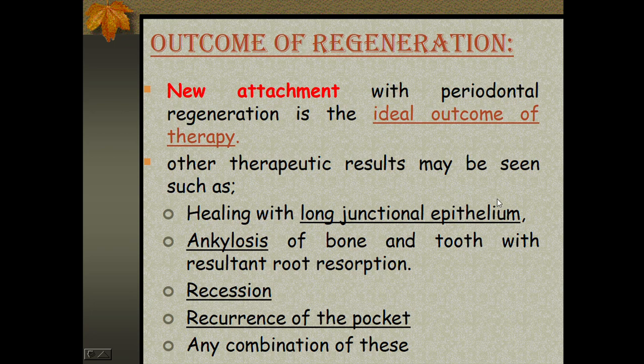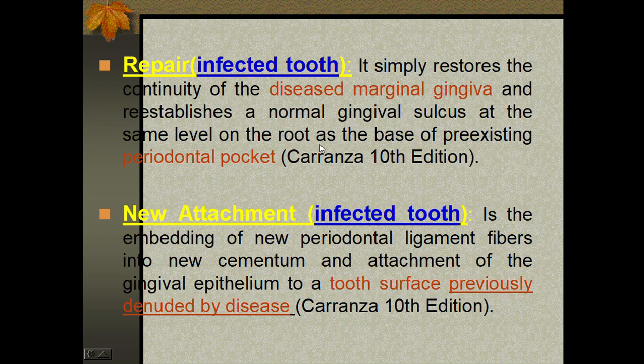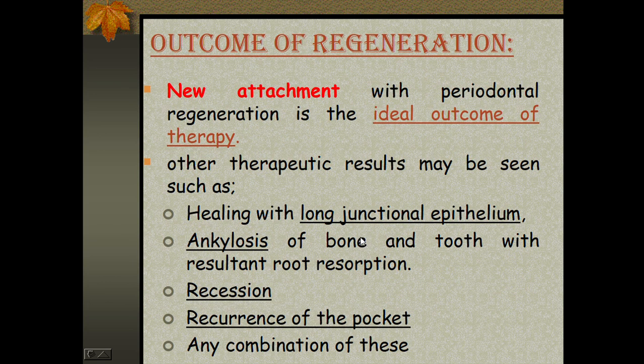Now, what are the various outcomes of regenerative surgery? The ideal outcome that we want is new attachment. That means we want new cementum, new periodontal ligament attachment to the infected tooth surface. But it's not always possible to get new attachment. Other possibilities are healing with long junctional epithelium, ankylosis of bone and tooth with resultant root resorption, recession, recurrence of pocket, or any combination of these.